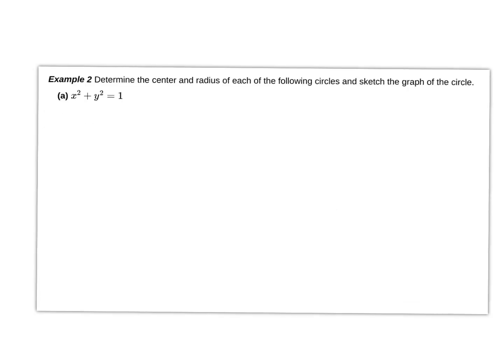All right, so example 2. Given the equation here, I want us to identify the center and the radius, and then I want you to think about what those 4 points would be: the one furthest to the right, the one to the left, the one above the center, and the one below the center. Then sketch what the graph of that circle would look like.